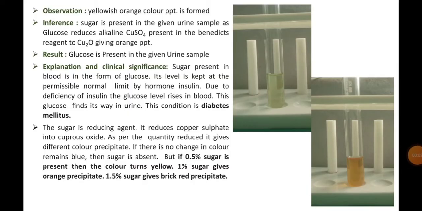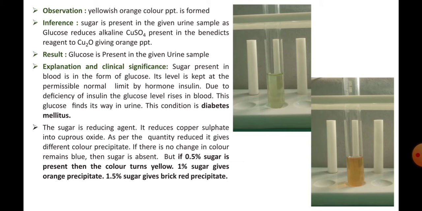So as you have seen the test performed, where in the urine sample we added Benedict's reagent. And after adding the Benedict's reagent, the initial color that we obtained was bluish green color in the test tube. And then after heating it for about 2 minutes, we obtained a yellowish orange color precipitate. This precipitate indicates the sugar is present in the given urine sample. And this is because the glucose reduces alkaline copper sulfate, which is present in the Benedict's reagent, to cuprous oxide. And that gives the orange precipitate.